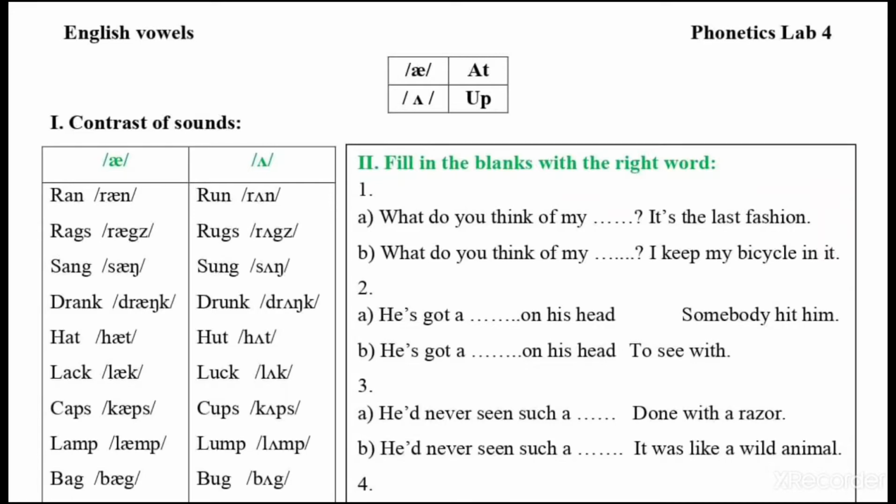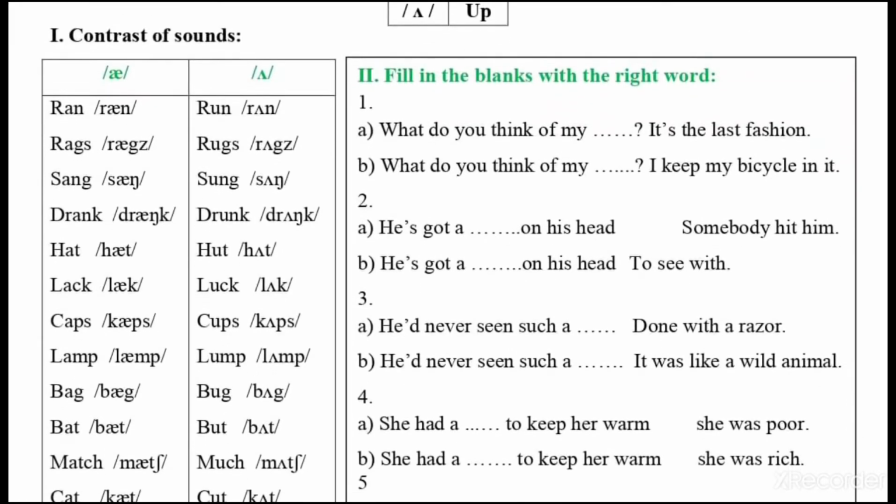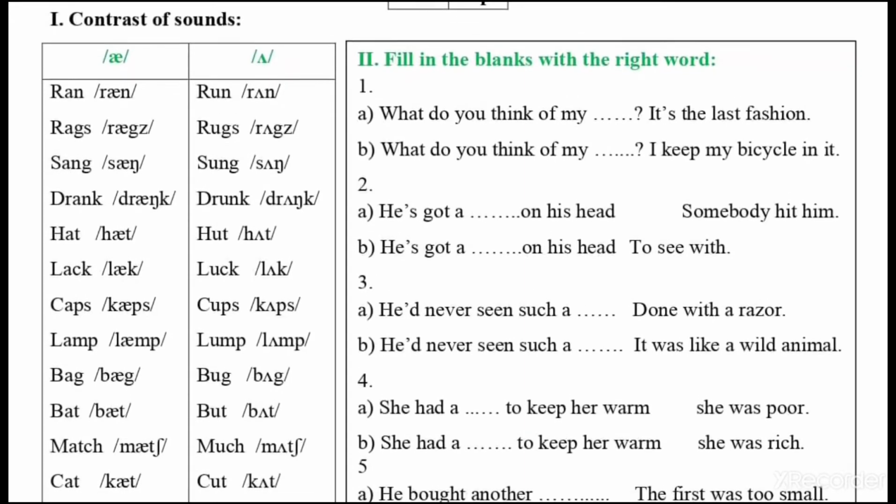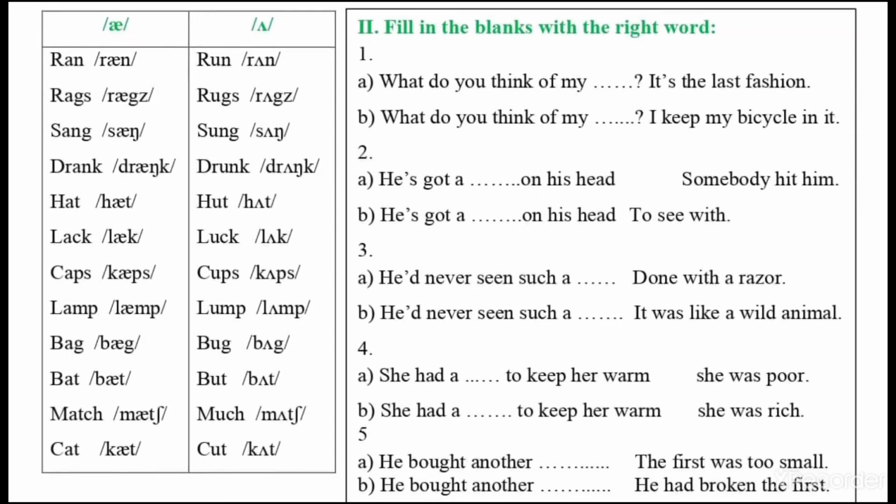So, as usual, you have a table where you are going to practice some minimal pairs containing those two vowels. We start. The first word of each pair will have the first sound and the second will have the second vowel. When I read the pairs, you try to repeat after me. We start.